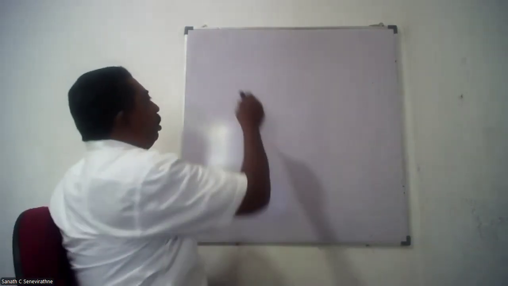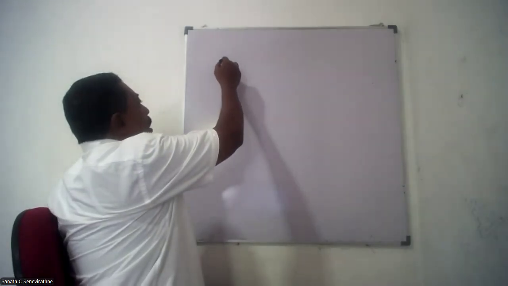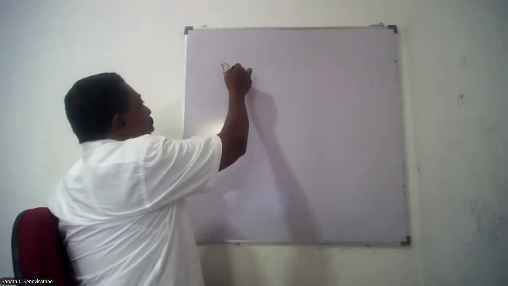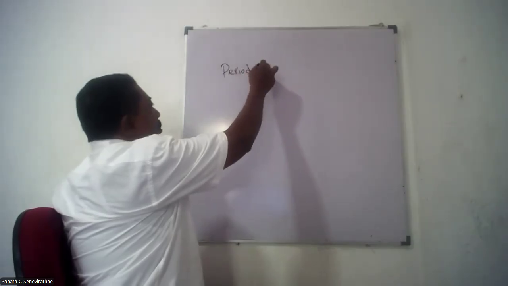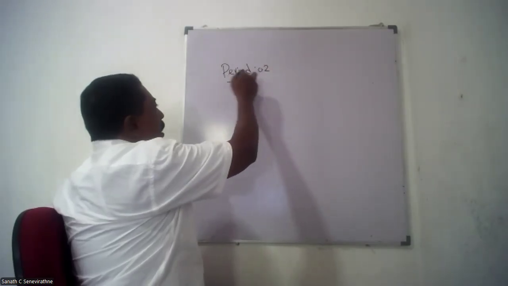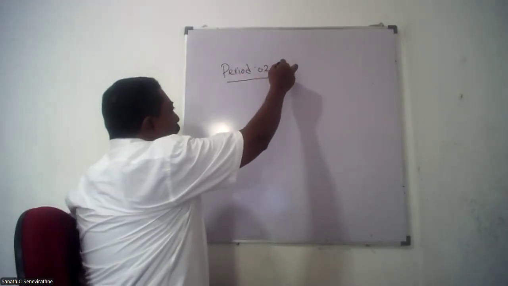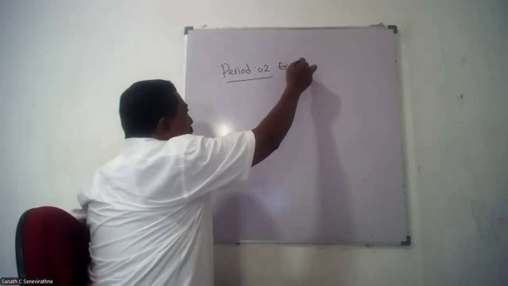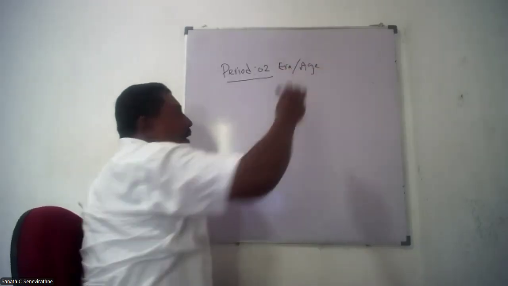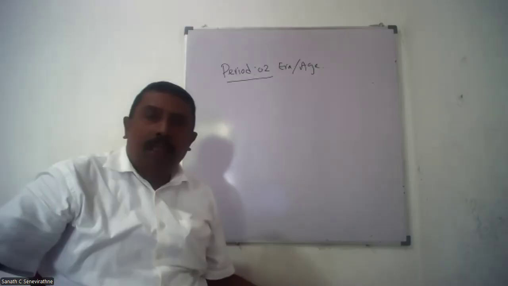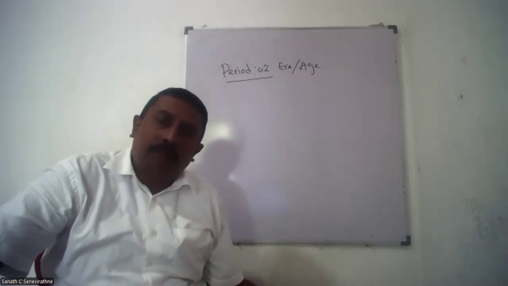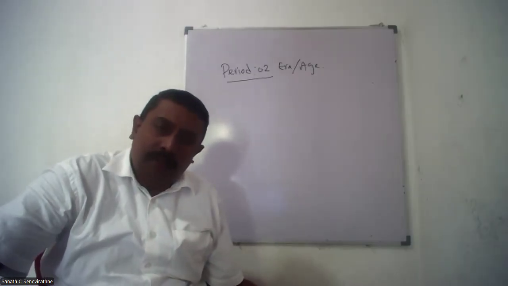Right. After that, period 2. Period, in other words, what are they? Era, age. Now, in Sri Lanka also there are periods of Sinhala literature. What is the present period for Sinhala literature? You all learned O-level Sinhala.